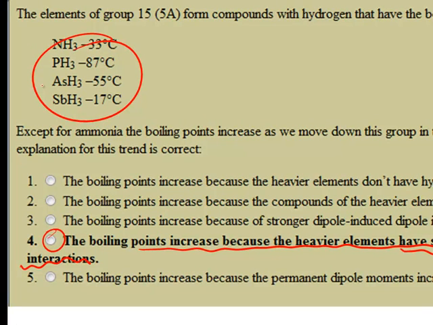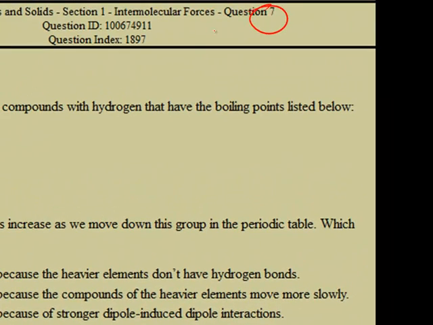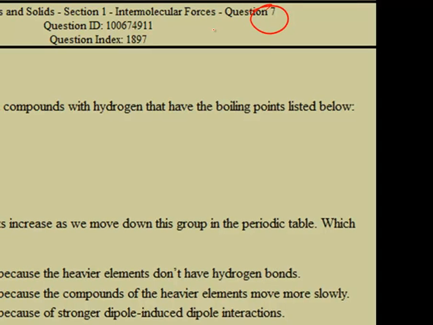So don't forget that when you're coming to question 7. It's a 3-part question, and the third part is about the boiling point increasing because heavier elements have a stronger dispersion interaction. Got that? Yeah. Okay, let's move to the next question.